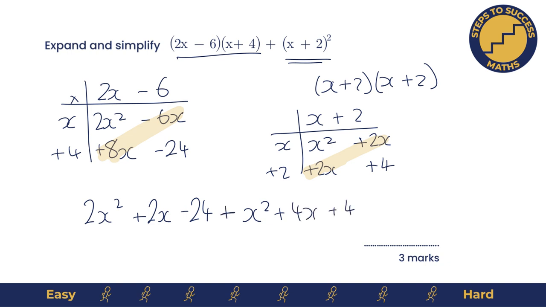Okay, so if we combine it all together, we've got 2x squared plus x squared, so that's 3x squared, plus 2x plus 4x, so that's 6x, and then minus 24 plus 4, which is minus 20.